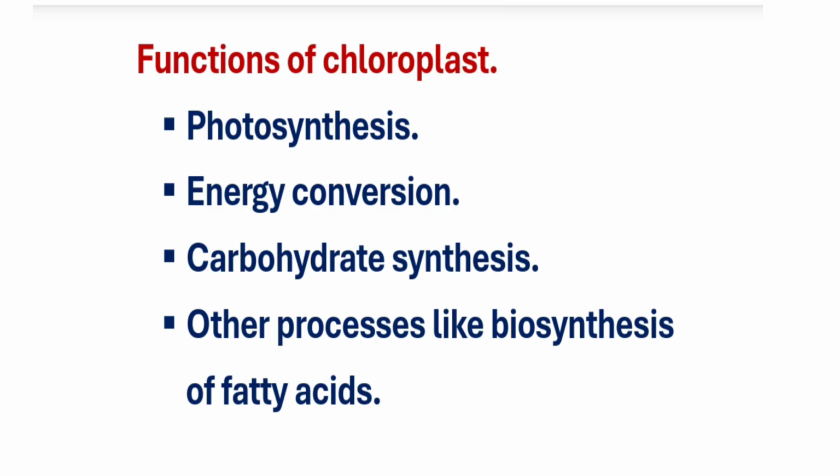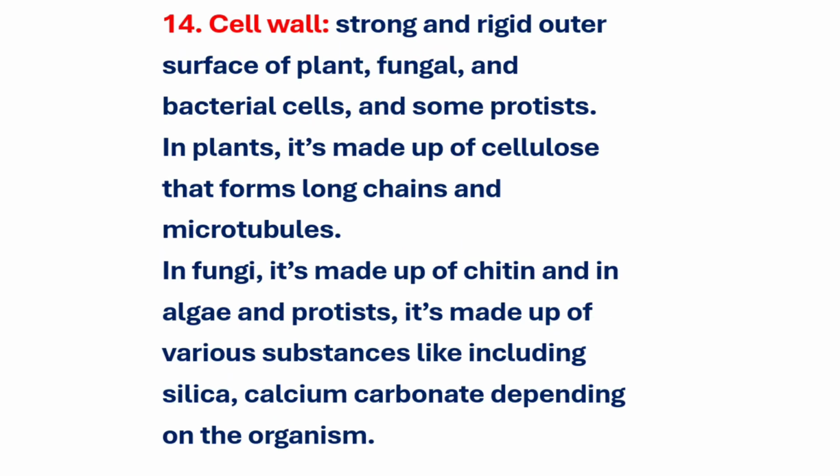the cell. Cell wall. This is a strong, rigid outer layer found outside the cell membrane in plants, fungi, bacteria, and some protists. In plants, it is made up of cellulose, which forms long chains, and microfibrils embedded in a matrix of hemicellulose and pectin. In fungi, it comprises chitin. In algae and protists, it is made up of various substances including silica and calcium carbonate, depending on the organism.